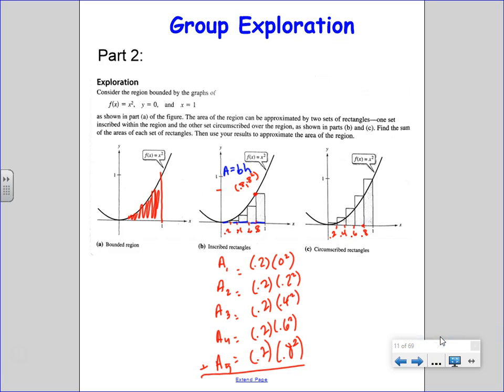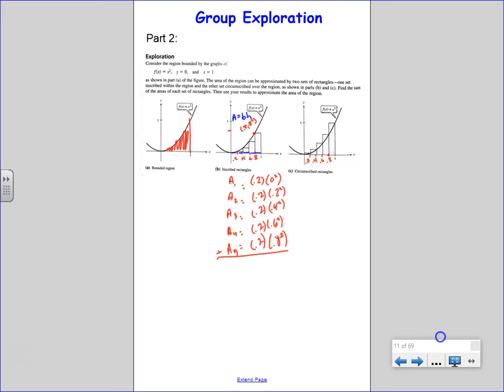The whole thing? Maybe. But couldn't you also be a smart math student and factor out a 0.2 and not have to write it 5 times? Then couldn't you just add together each of the others, like 0 squared plus 0.2 squared plus 0.4 squared plus 0.6 squared plus 0.8 squared? Get me an approximate area. Plug it in. Go.